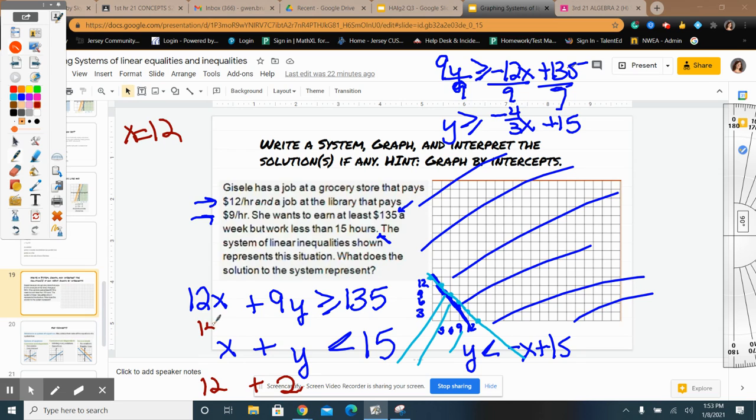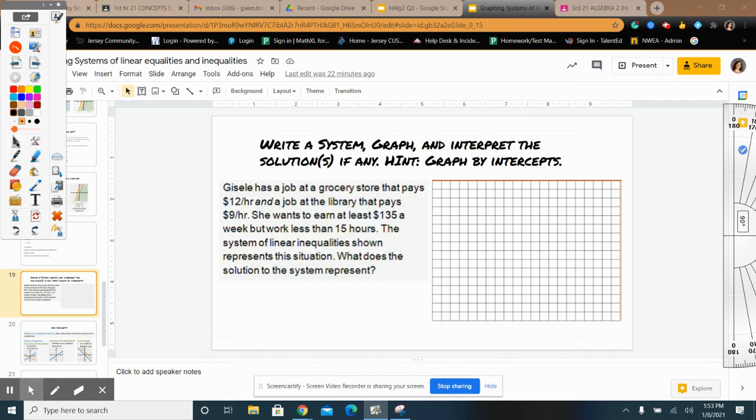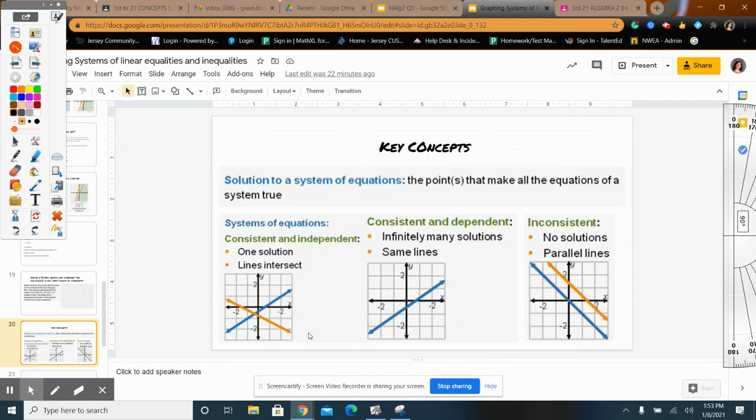12 times 12 is 144. 9 times 2 is 18. Yeah, that would be greater than 135. So 12 and 2 would be a solution. Okay, there's other solutions in there as well, like partial hours and stuff, but my graph is so bad you can't see. I probably should have just gone by ones. You can forgive me.